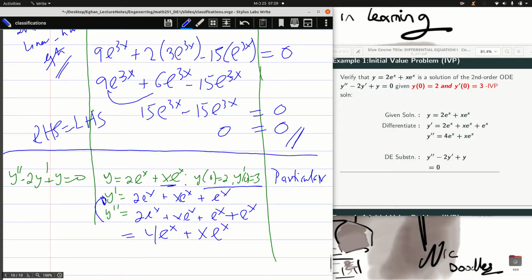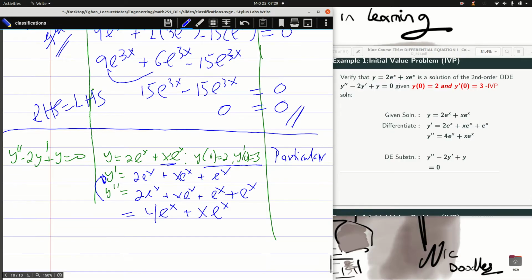Okay, so I now have to do the substitution. I need the y, so I take equation 1. And I need the y prime, equation 2. I need y prime prime, equation 3. Trust me, if you do the substitution very well, you end up getting 0 because of the negative sign here. So trust me, believe me, it is 0, which is indeed a solution to a differential equation. Take your time and do the substitution for this.